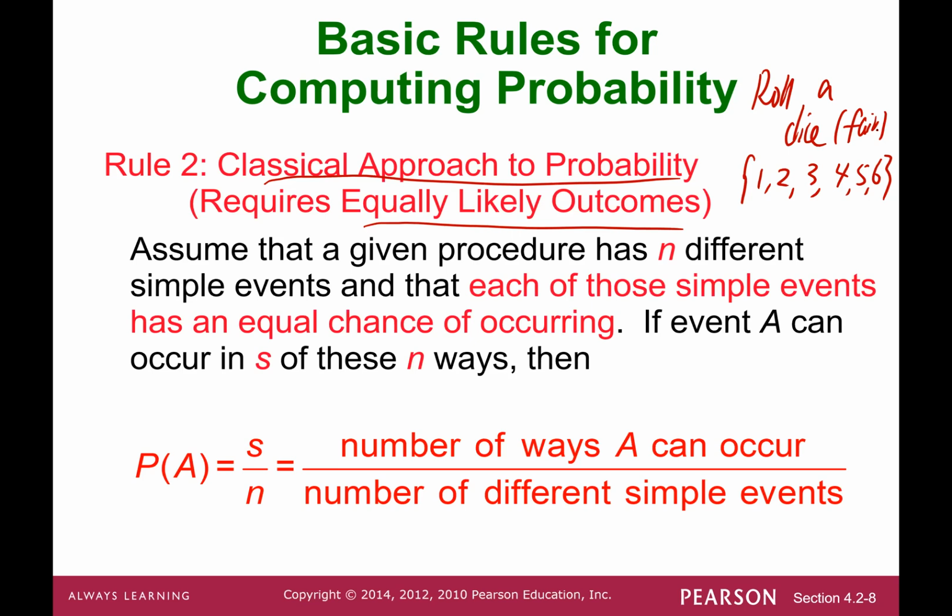So this procedure assumes a given procedure has n different simple events, just like 6 different simple events. Each of those simple events has an equal chance of occurring, equally likely, right? That's what it means. And if event A could occur in s of these n ways, then the probability of A equals s over n: the number of ways A could occur over the number of different simple events. Now think about rolling a die and then getting an even number.